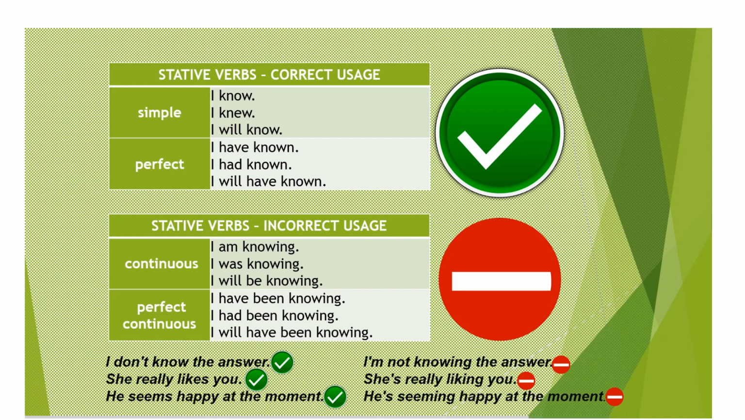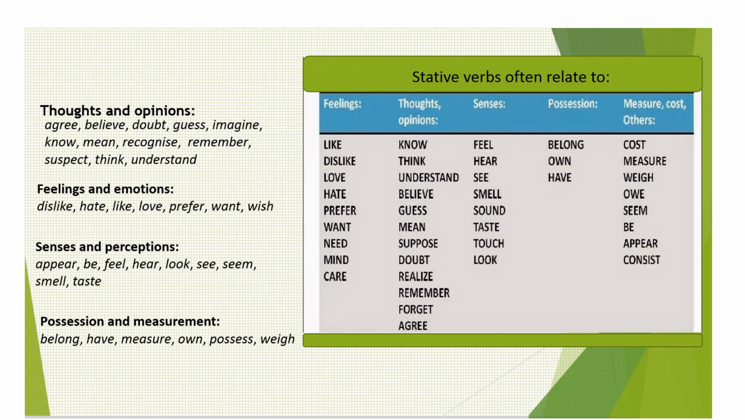Here are a few sentences. The sentence, I don't know the answer. That's right. But can I say, I am not knowing the answer? No. She really likes you. Can I say, she's really liking you? A bit weird, right? He seems happy at the moment. He's seeming happy at the moment? No. Right.